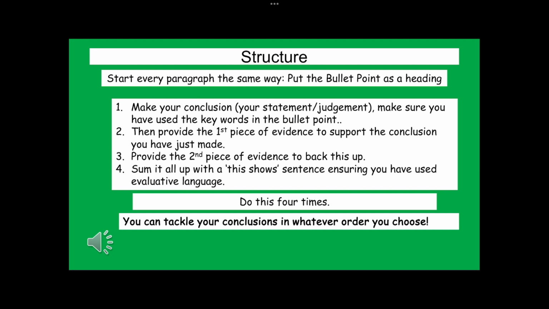Alright, you're going to do this 4 times throughout your answer, 1 time for each bullet point that's given by the question, and you can tackle your conclusions in whatever order you choose, so you don't need to do it based on which one is at the top of the list on the question.